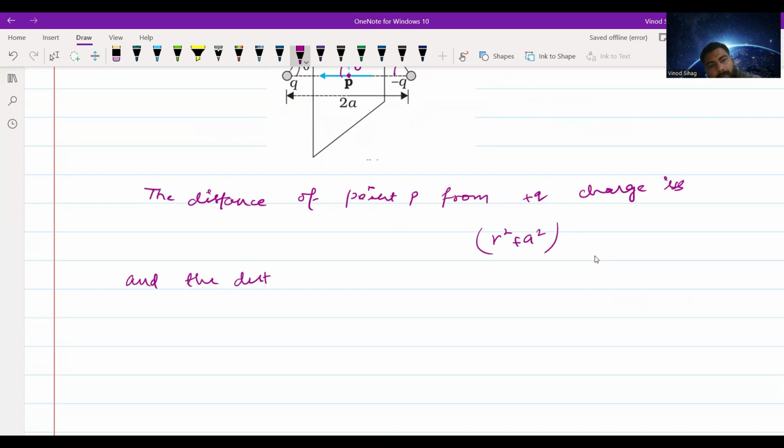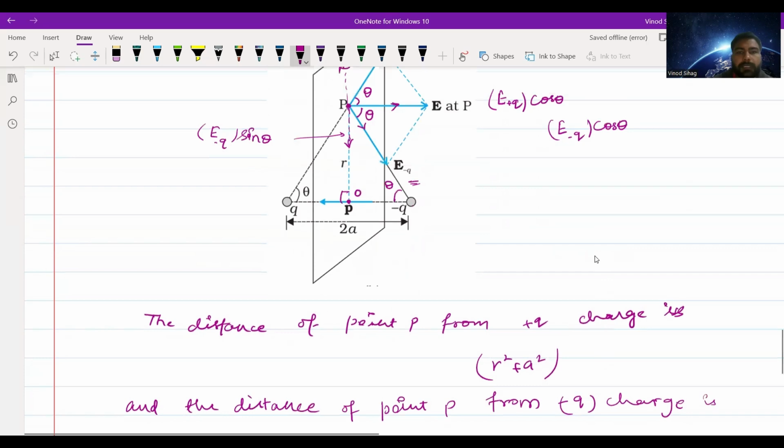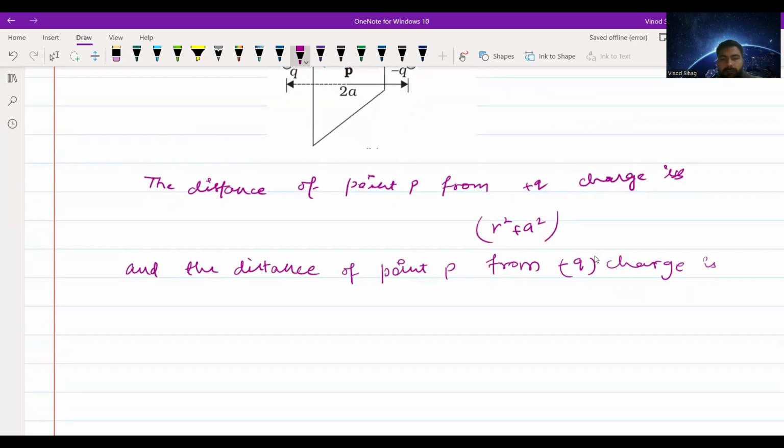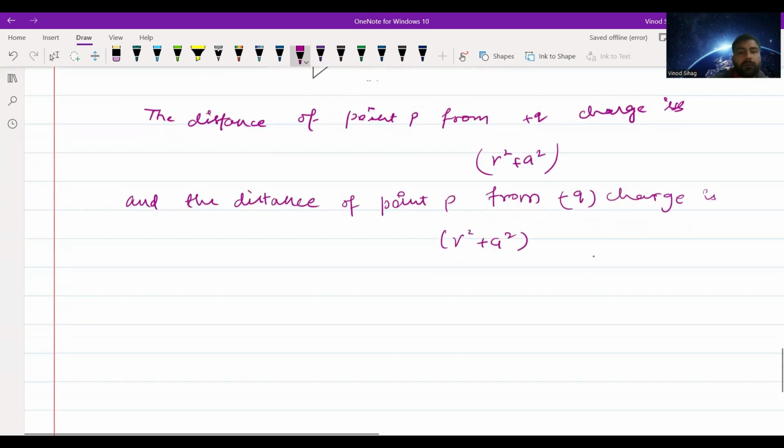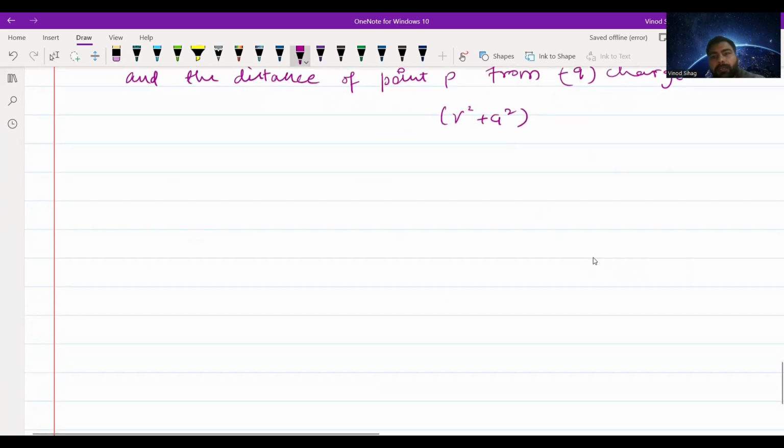And the distance of point P from the negative charge. तो ये वाला भी एक राइट एंगल ट्राइंगल है, सो इट विल बी r square plus a square. सो इट इज r square plus a square. नाउ we are going to write the electric field due to these two charges.